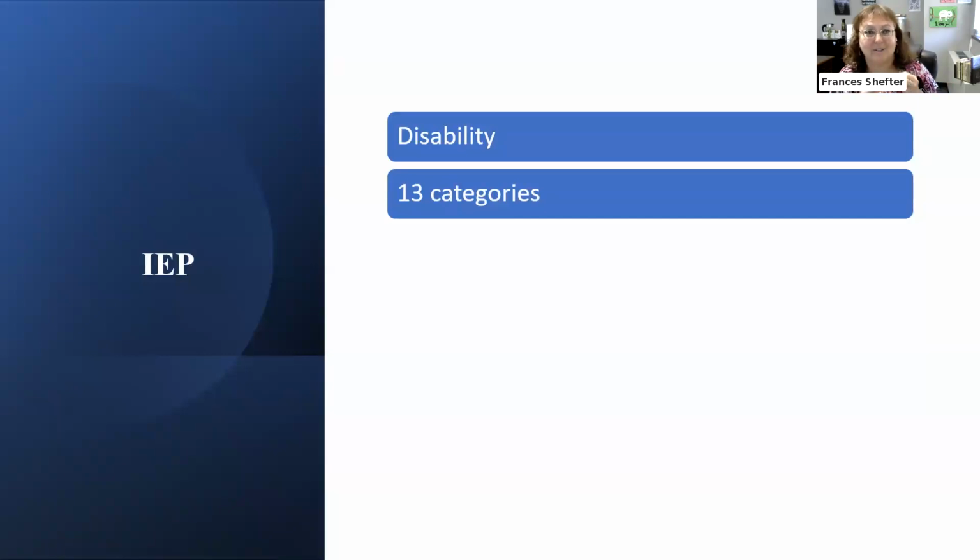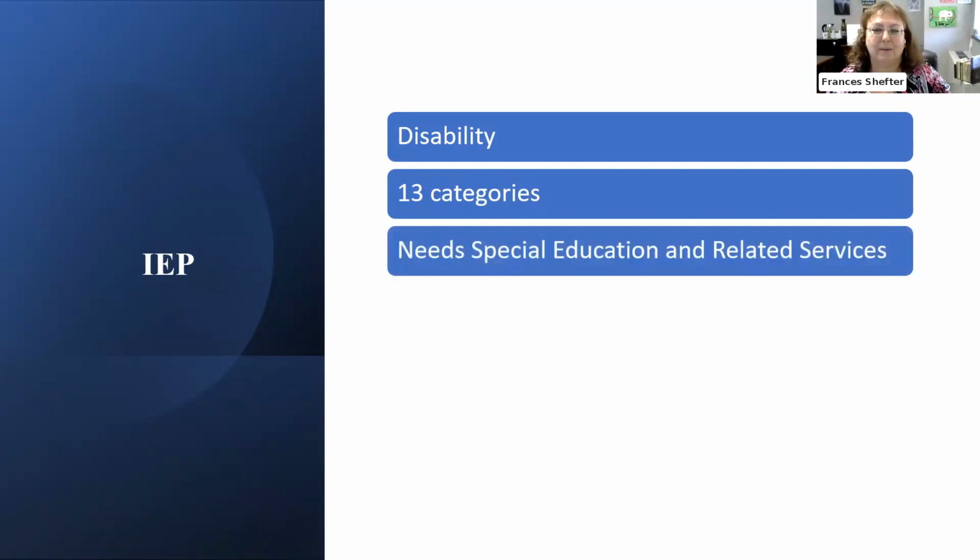So you have to fit into one of those categories, which is frustrating because special needs are special. Our kids are special, right? And sometimes they don't fit into one of those little categories, but we know they need the extra supports. But that's a whole other issue. The next is that the child needs special education and related services. So they cannot access the general education curriculum without some specialized instruction and some additional related services.